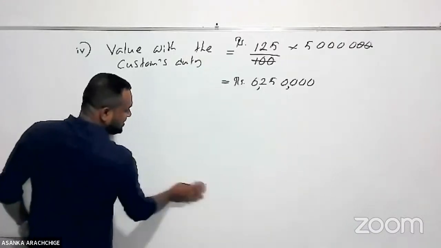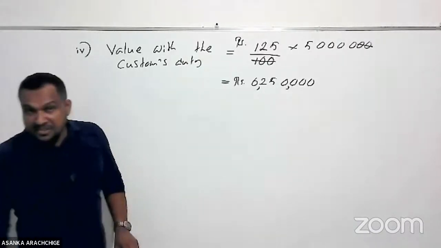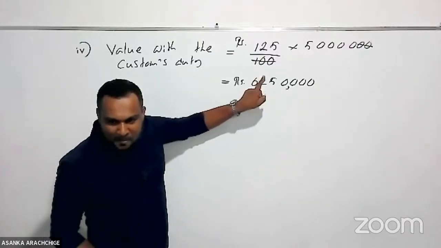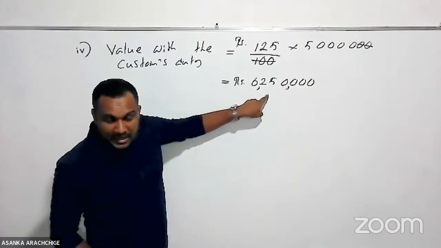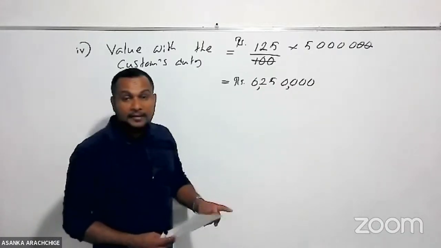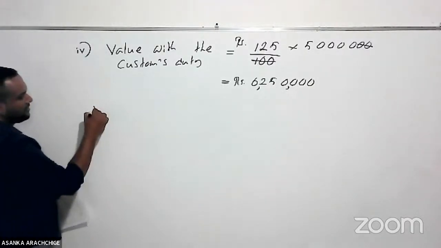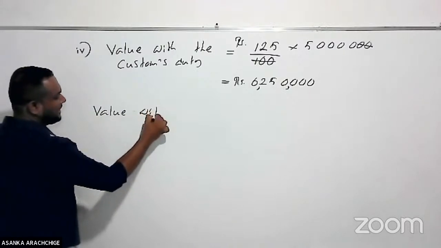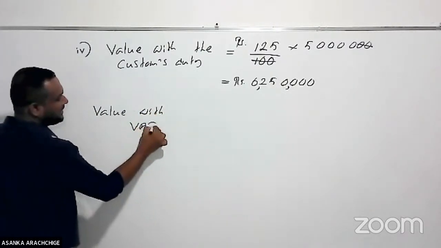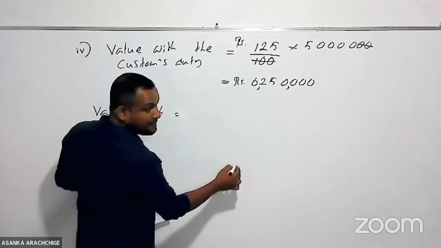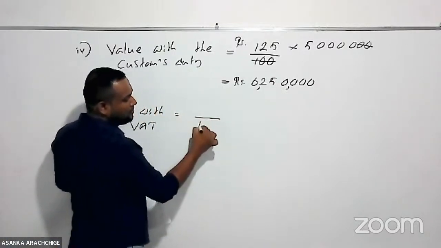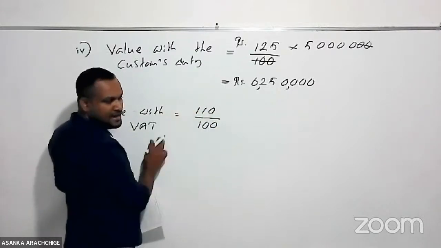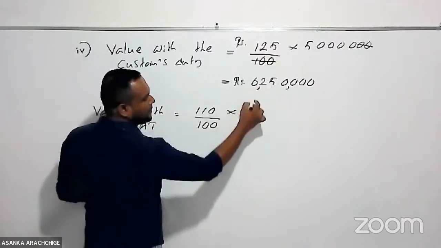Now the VAT is added. VAT is imposed upon this value. The VAT percentage is 10%. Therefore, the value with VAT: 10% means if the value before the VAT is 100 rupees, the value with the VAT must be 110 rupees. Then what is it for this much?